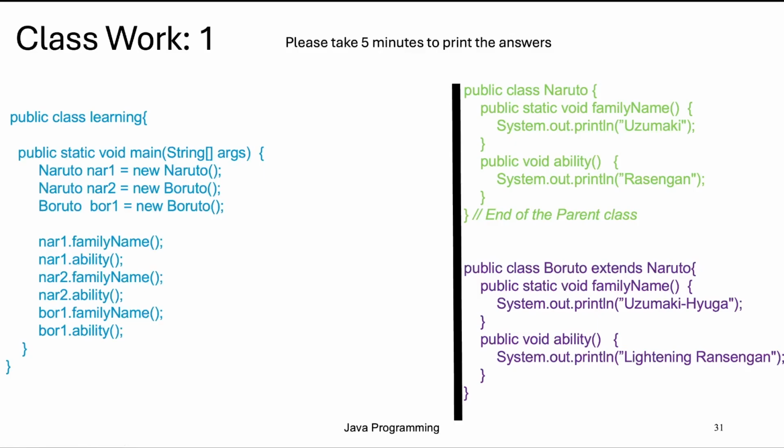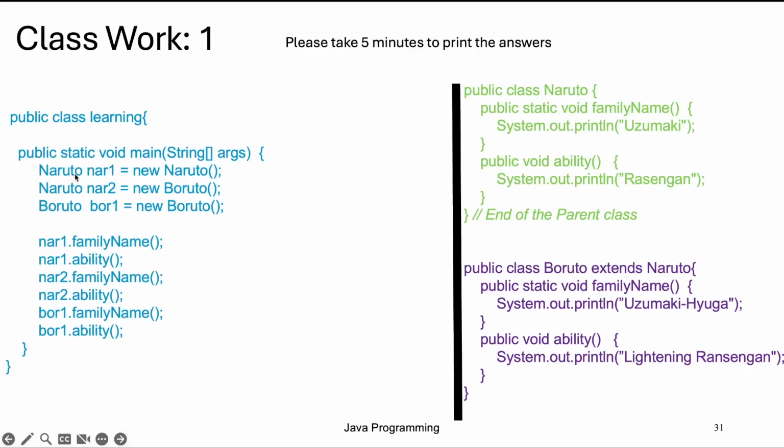Now if we look at the left hand side, we have a class called public class learning, where we will see how polymorphism works. So here we have the public static void main function, in which we are performing the following tasks.